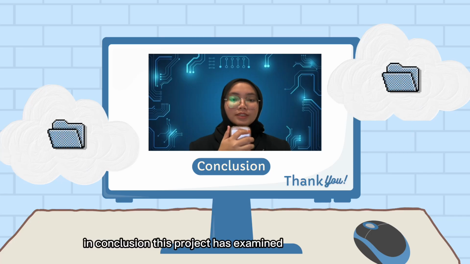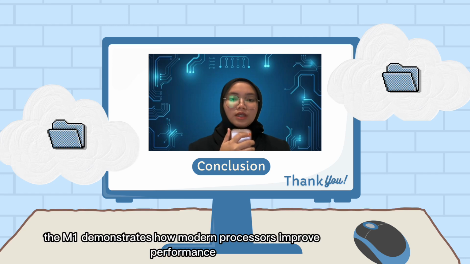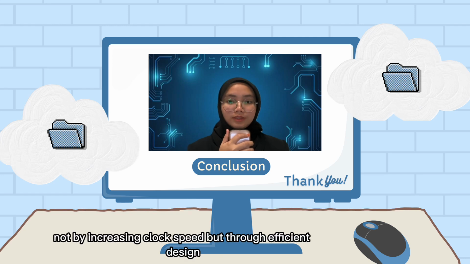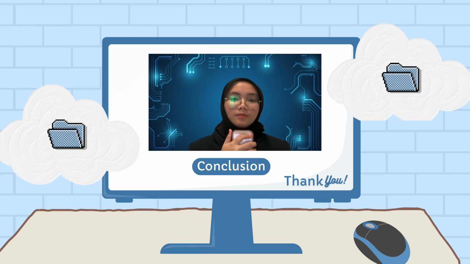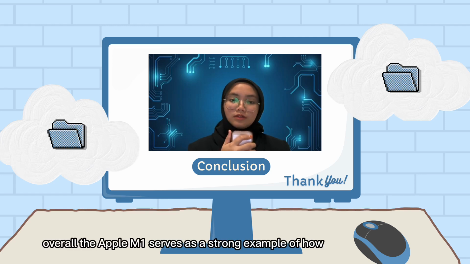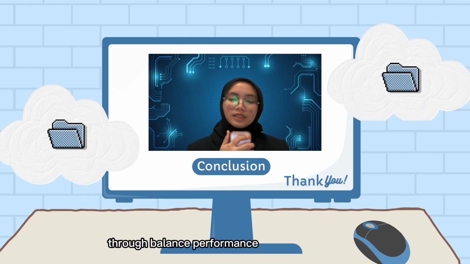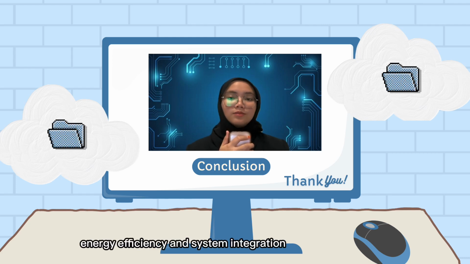In conclusion, this project has examined the architecture and instruction cycle of the Apple M1 processor. The M1 demonstrates how modern processors improve performance not by increasing clock speed, but through efficient design, parallel execution, intelligent scheduling, and unified memory architecture. Overall, the Apple M1 serves as a strong example of how ARM-based processors are shaping the future of computing through balanced performance, energy efficiency, and system integration.